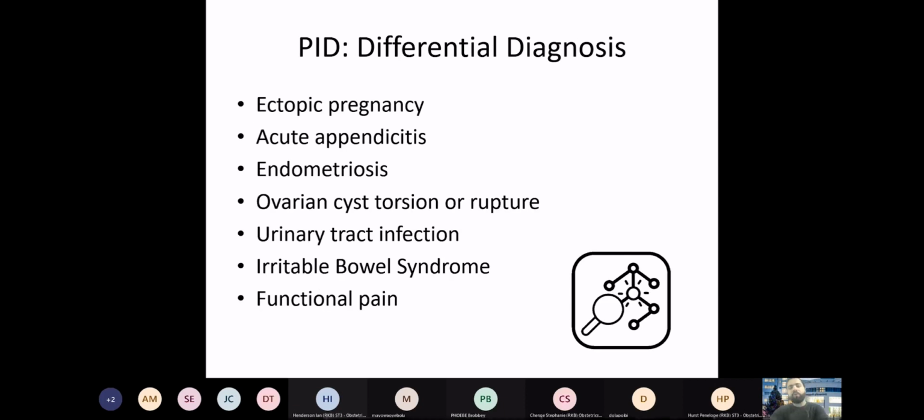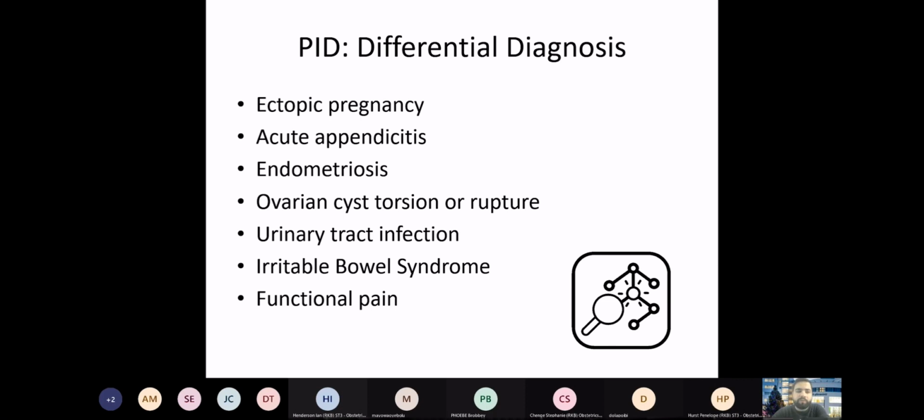So, different diagnoses to include in this case: ectopic pregnancy. Of course, a pregnancy test is the important tool to rule out a pregnancy. Acute appendicitis, which most of the time presents with nausea and vomiting as well, as compared to 50% of cases of PID who do present with nausea and vomiting. So it's more common in acute appendicitis. Also, about 15 to 20% of cases with acute appendicitis can have cervical motion tenderness as well. Hence, careful history taking is important.